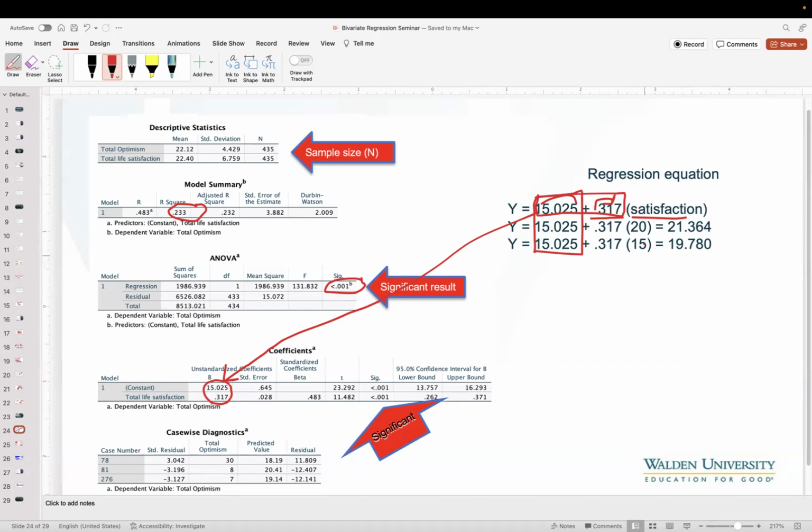So let's say satisfaction goes down to 15. Of course, optimism will go down. The math applies. Does everybody see how that formula is applied and where it comes from? Yes. Fantastic. That's how it's useful, okay? So that's what all of this stuff means.